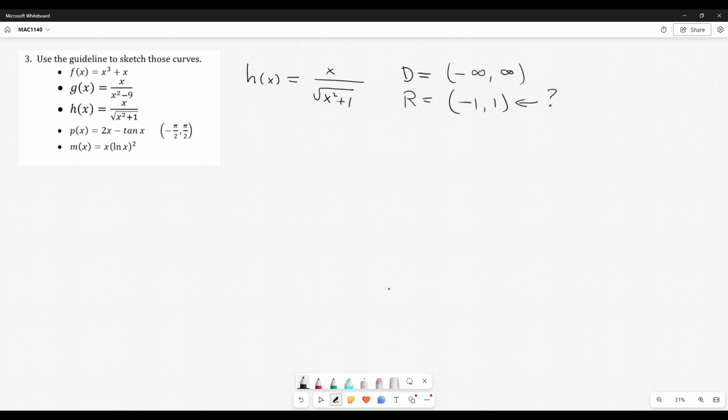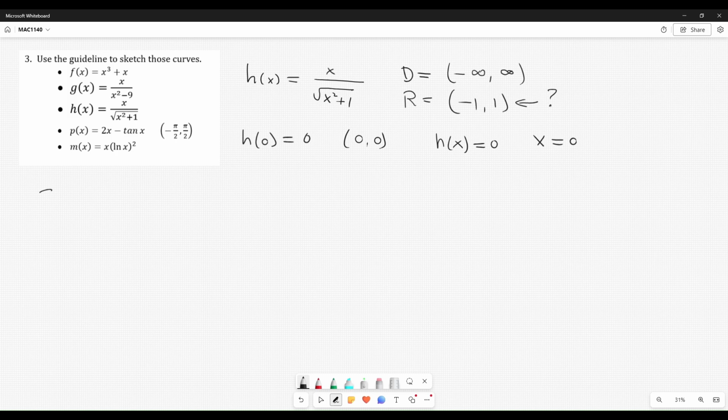Okay, now y-intercept. Evaluate at 0. It's obvious que (0, 0) is both the x-intercept and the y-intercept. X-intercept, we have no more because h of x equals 0 is equivalent to saying x is 0, since the numerator is 0. So (0, 0) is the only x-intercept and y-intercept.